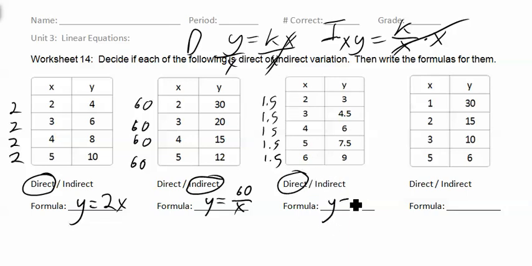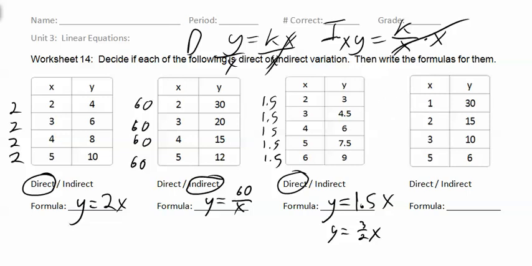So it's y equals 1.5x. And if you did this as a fraction and left it as 3 over 2, y equals 3 halves x. That would have been correct as well. Alright, so let's take a look at this one. 30 divided by 1 is 30. 15 divided by 2 is 7.5, so it's not direct when we divide it.